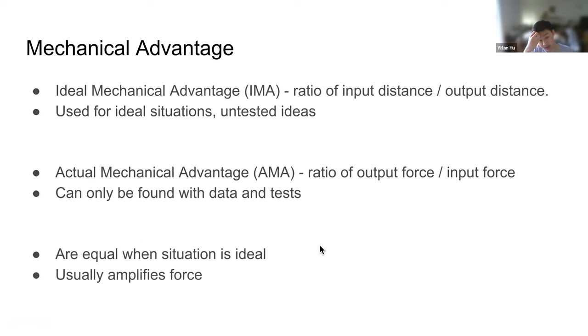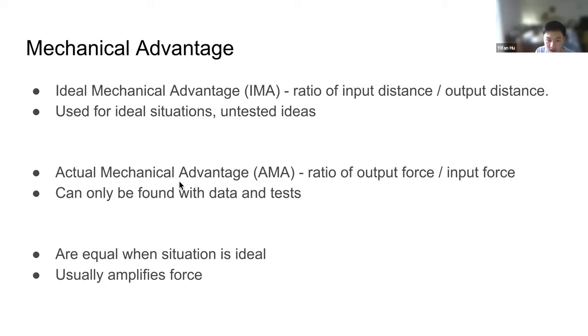Okay, so now I'm going to talk about mechanical advantage. Mechanical advantage is a topic that determines how good your simple machine is and how well it functions. It basically means that if you had a lever, how much more force you can put out with just that lever. So the ideal mechanical advantage would be the mechanical advantage in the ideal manner, which is just the ratio of the input distance and output distance. It's used in ideal situations and untested ideas.